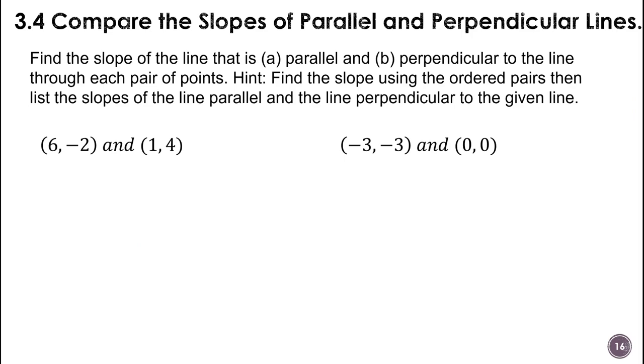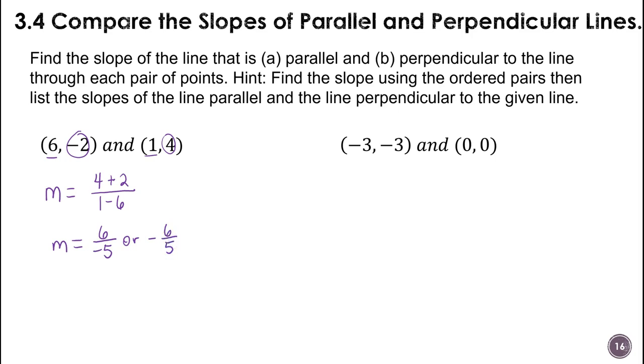Okay, so we're going to find the slope of the lines that are parallel and perpendicular to the given line. And that means we have to know the slope of the given line, so we're going to have to do some calculating here. So we're going to find the slopes and then decide what would be the slopes of lines parallel and perpendicular. So let's find the slope of the first set of ordered pairs. And I'm going to take the 4 and negative 2. So 4 minus negative 2 would be plus 2. And then the x's, the 1 and the 6. So 1 minus 6. So that gives me a slope of 6 over negative 5, or negative 6/5.